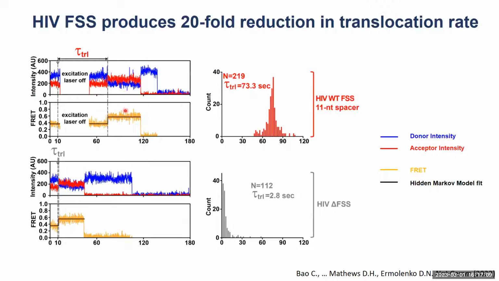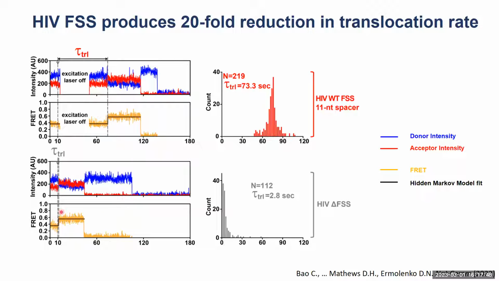So when we position the HIV wild-type stem loop at the entry to the mRNA channel and inject EF-G at 10 seconds, here's the typical time trace that we get. Blue here is the intensity of donor, red is the intensity of acceptor, and the resulting FRET is shown in yellow. So it takes quite a bit of time, over a minute, for the ribosome to switch from 0.4 to 0.6 FRET state. We can then aggregate the data from multiple time traces and plot the distribution of translocation times, shown here on the right. And you can see that the median translocation time is over a minute, 73 seconds.